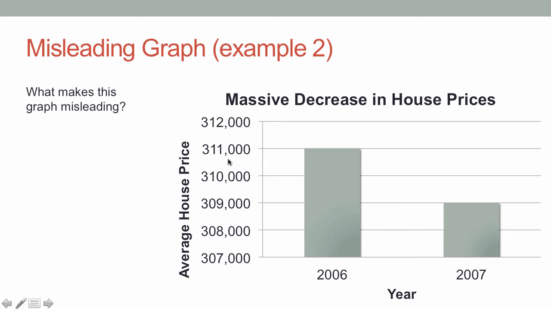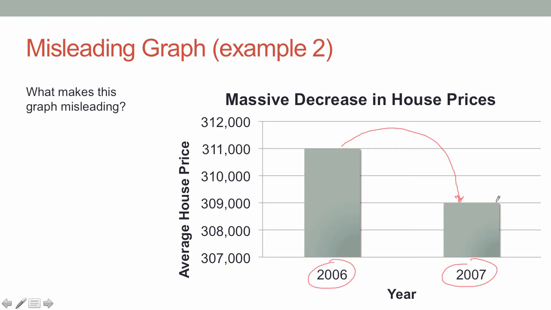Let's look at another misleading graph right here. We have a massive decrease in house prices. And when you first look at this, you're like, whoa, things declined a lot, right? This one goes up 4 lines. This one only goes up 2 lines. So it looks like, on first impression, between 2006 and 2007, house prices declined by half.